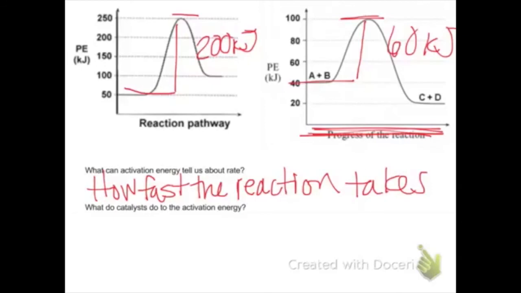So would that be like saying that if I added a catalyst to this reaction, it would go up, up, up, up, up, but then my hump would be like right there instead? Right. So it makes your graph a lot shorter, which makes the reaction go faster because it's a lower activation energy. Make sense? Makes sense. Okay, so what does a catalyst do to the activation energy? It lowers the activation energy and makes the whole reaction go faster.